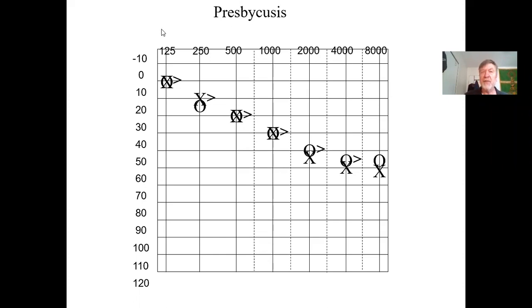Look at this person. The X's and O's. X's are the left ear, O's are the right ear. Look at how many decibels are required for this guy to hear 125 hertz. 5. 250, around 10. 500, around 20. 1,000, around 30. 2,000, around 40. So you can see that as you get higher up in frequency, the hearing loss gets worse and worse. More and more decibels are required for the person to just barely hear the tones.